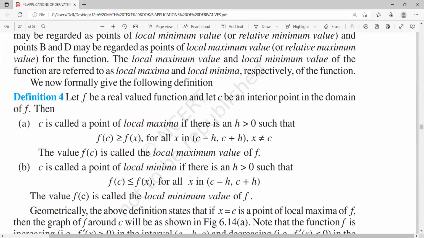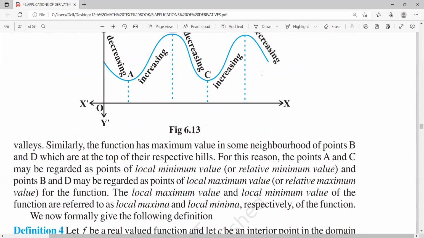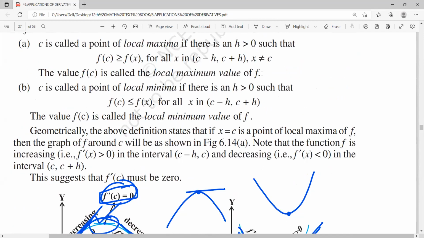So, but here he gave the definition. See, local maximum and local minimum. Already I explained to you what is local maximum and local minimum, but the further definition is there. What is the definition? You see?